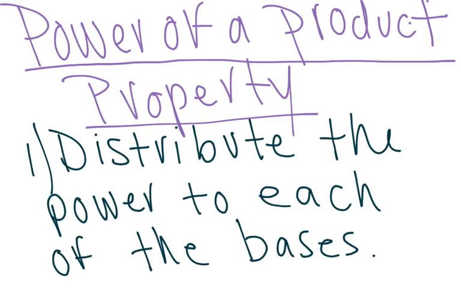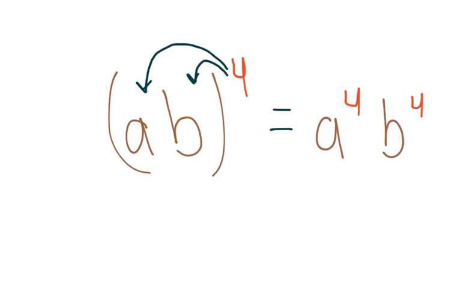For the power of a product property, what you'll be doing is just distributing the power to each of the bases. So in this example, what we did was we distributed the 4 to each of the bases, and we got a to the power of 4 times b to the power of 4.